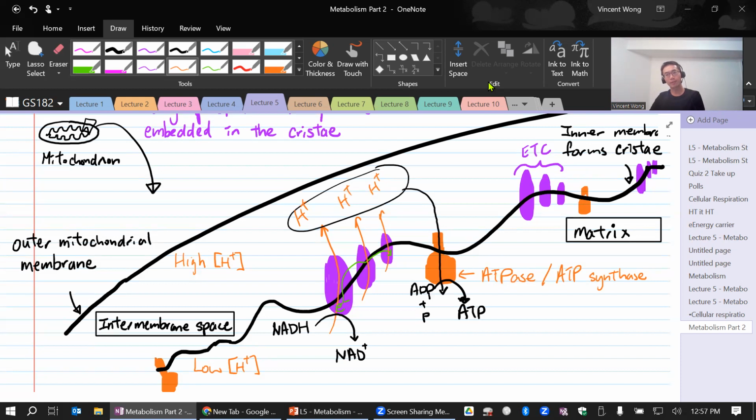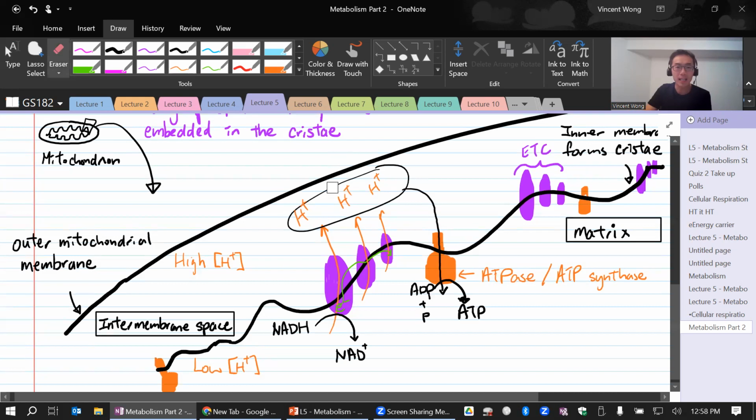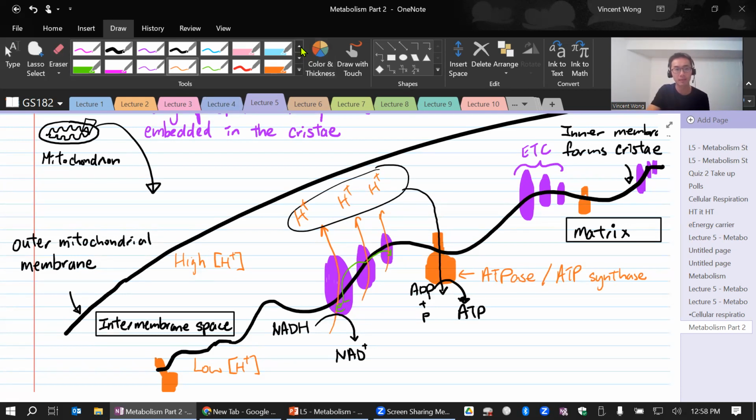Any other questions? I have a question for you. How many ATPs can we make from these H+? Okay, so remember, these H+ were pumped over by the ETC using the energy from the high energy electron, right? So how many ATP can we get from that? No?